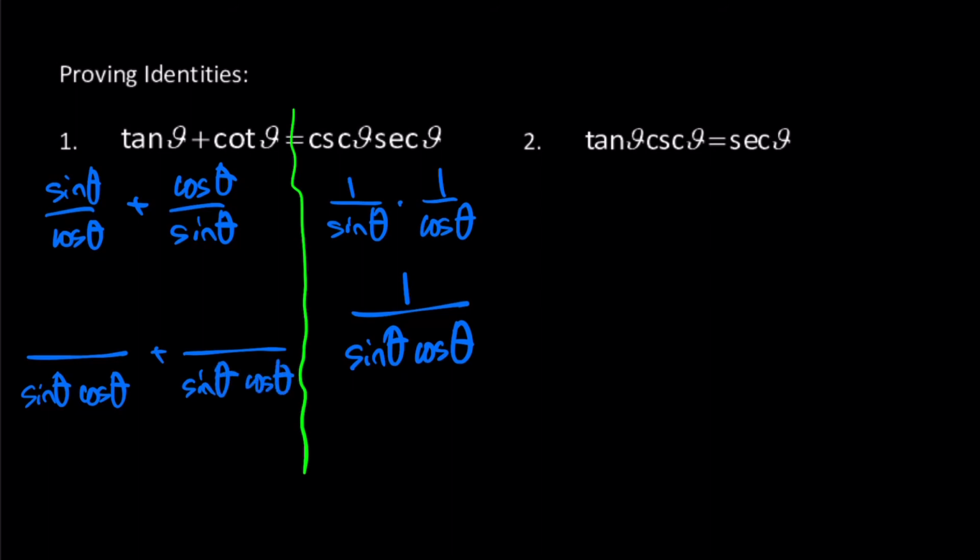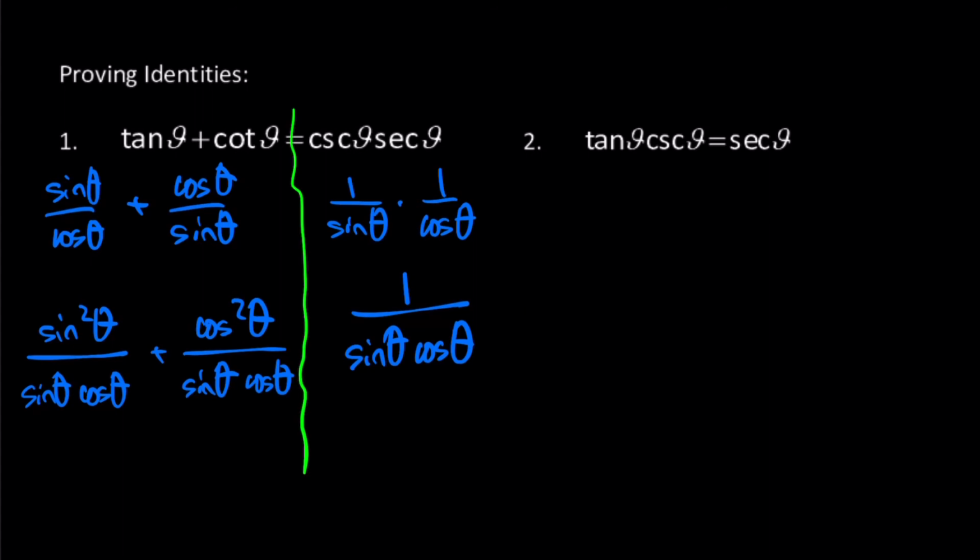Which isn't bad because look over here. That denominator is sine theta times cosine theta, so I've got that in two fractions. So how do you get this to equal that denominator? Multiply the top and the bottom by sine theta. So sine theta times sine theta is sine squared theta. So that's sine squared theta there. How do you get the next one to have this denominator? Well, I've got to multiply by cosine theta over cosine theta. So that gives me cosine squared theta on the top.